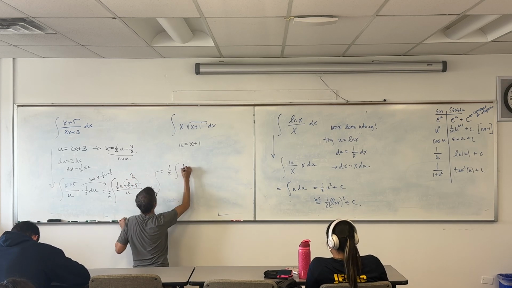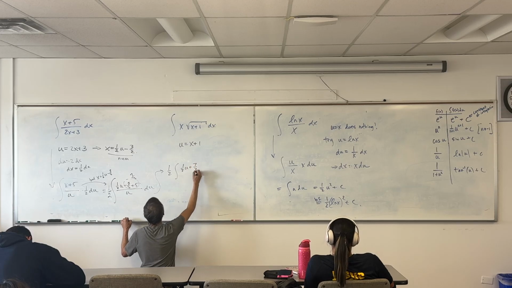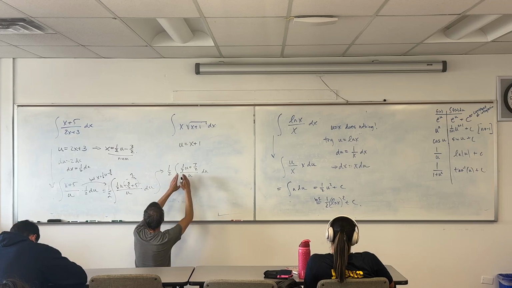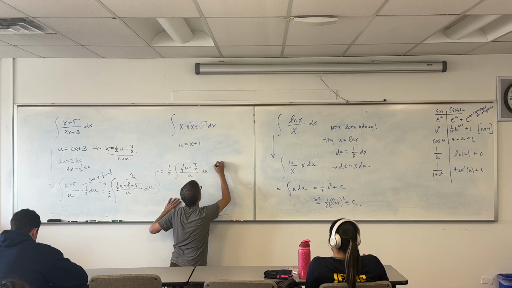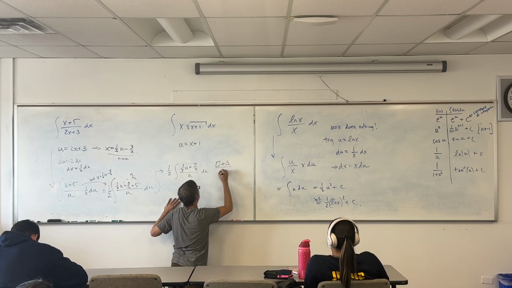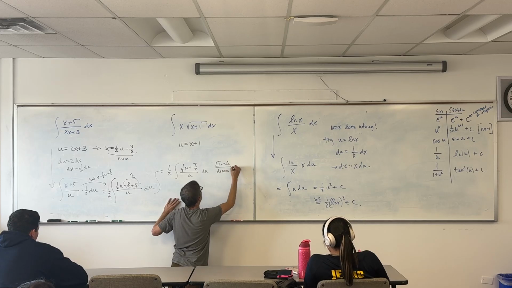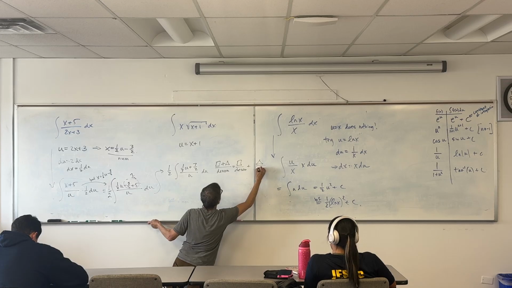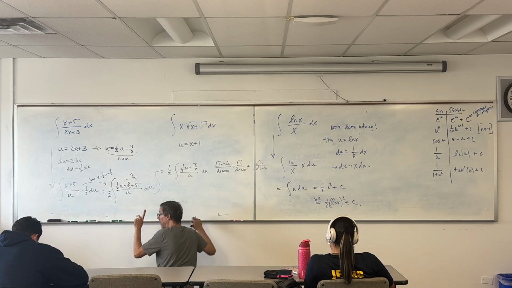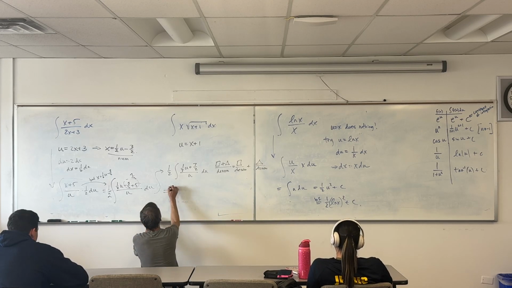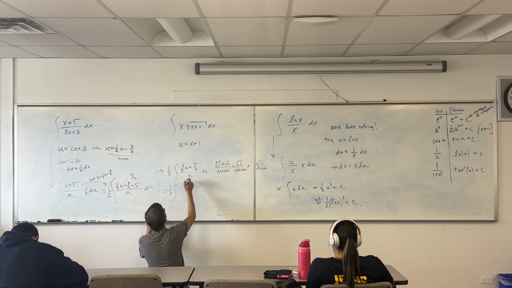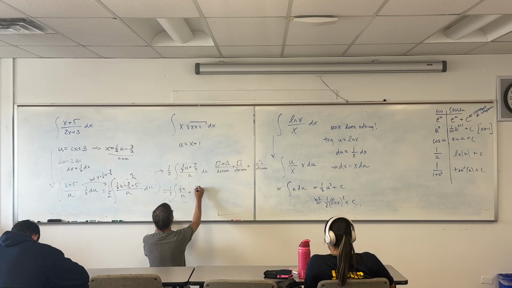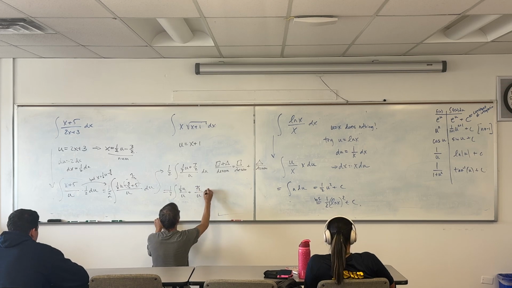So the top of this is 1/2 u plus 7 halves over u du. And now I've got a fraction with a sum on top. So when I've got a fraction like this, I can break it apart like this, because the sum is on top. So this becomes 1/2 integral 1/2 u over u. That's gonna be good, those are gonna cancel, plus 7/2 over u du.